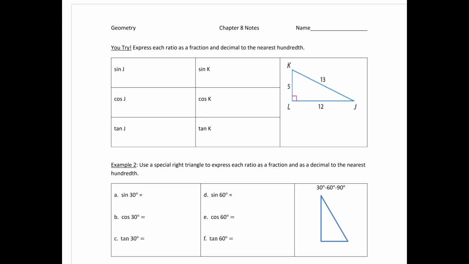All right, so let's move on to this next example, and we're going to talk about the sine of J, the cosine of J, and the tangent of J. So we're dealing with this angle here. The sine of J is going to be the opposite over the hypotenuse. Cosine is going to be the adjacent over the hypotenuse. And the tangent is going to be the opposite over the adjacent. SOHCAHTOA. That's how we come up with SOHCAHTOA.